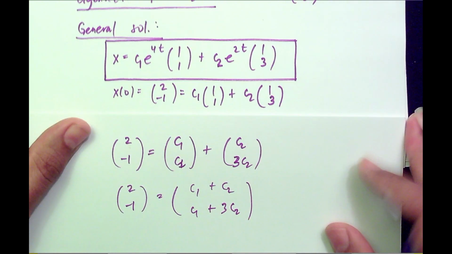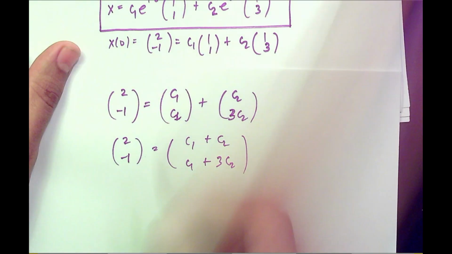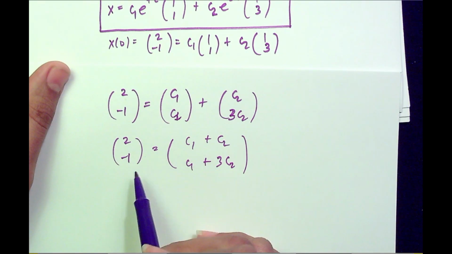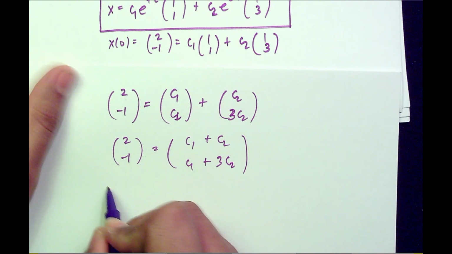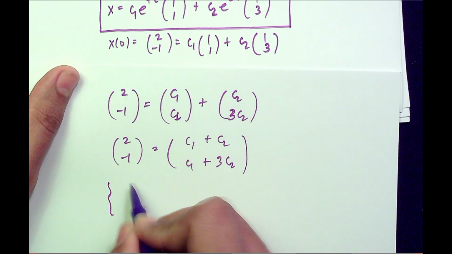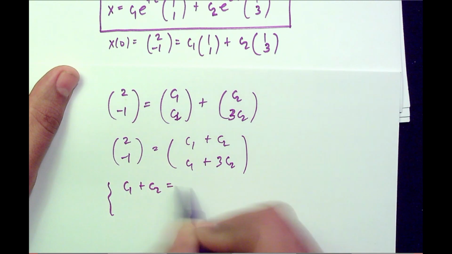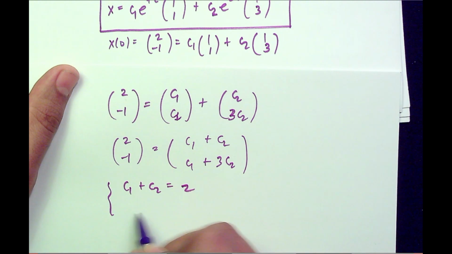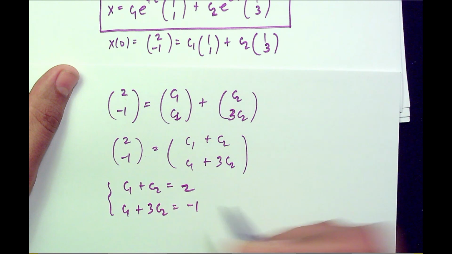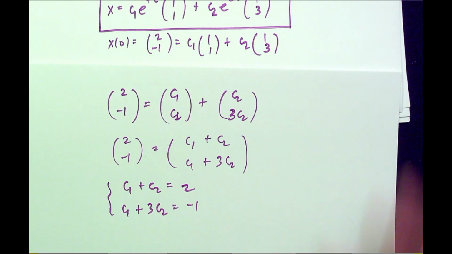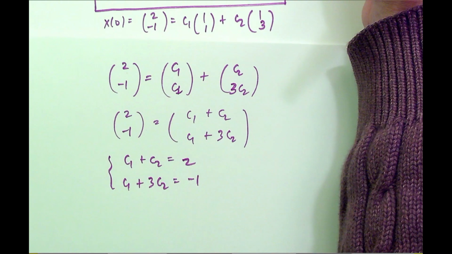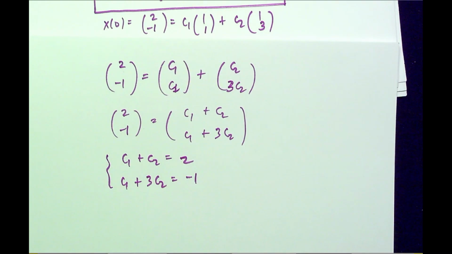And now we're going to set the tops equal to each other and the bottoms equal to each other. So you get the system. And I'm going to write the variables on the left. So c1 plus c2 equals 2. And then c1 plus 3c2 equals negative 1. And this is a system of linear equations of the type that you learn in college algebra.